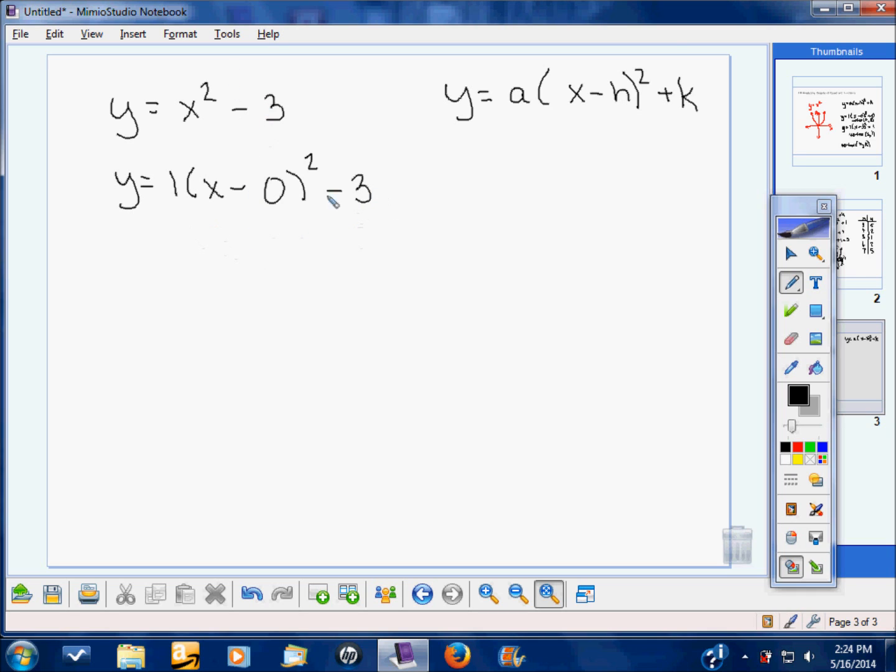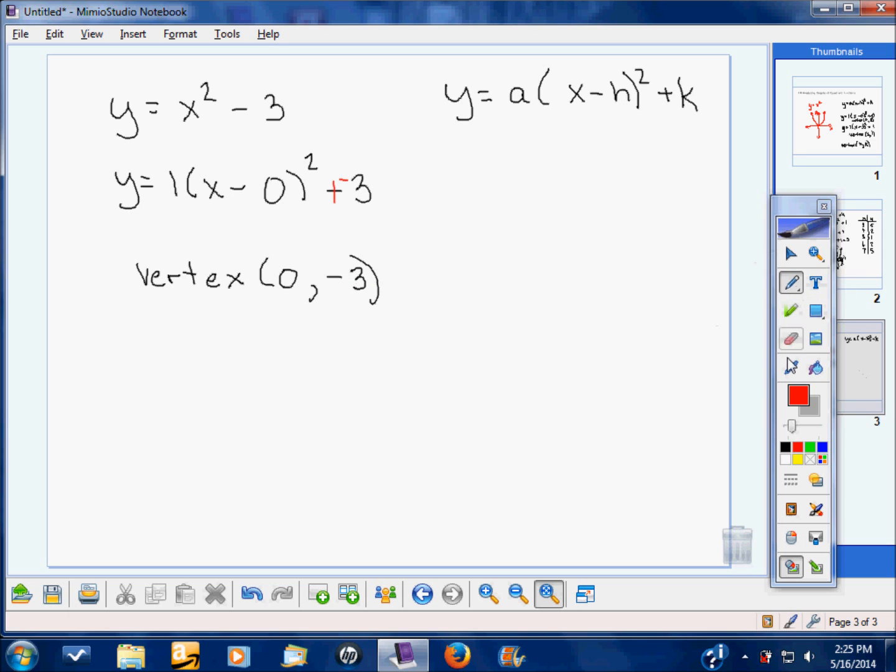Actually, for this, what would be the vertex based on what we said? The vertex is (h, k). (0, 3)? (0, negative 3)? Wait, what? How is that negative? Notice, I'll tell you the vertex. Listen. This one right here is plus. So you have to make this one into plus negative. So this one is really (0, negative 3) for its vertex.